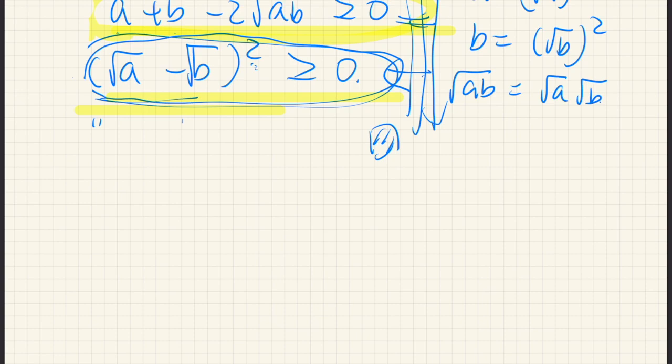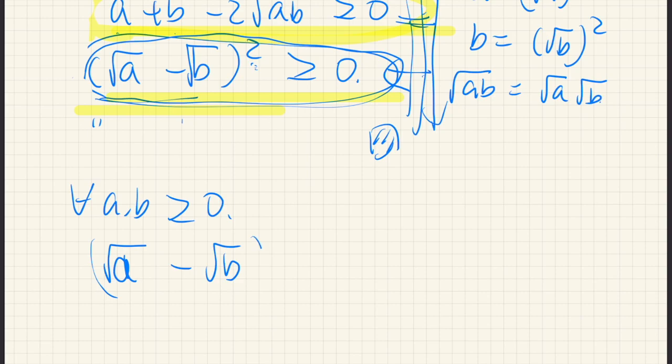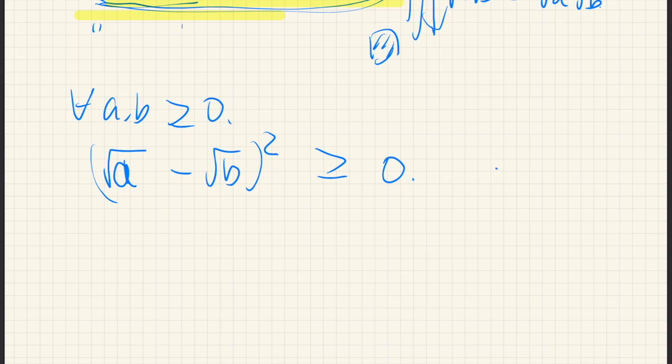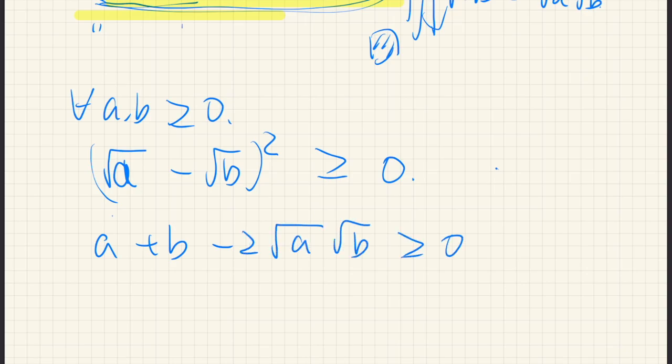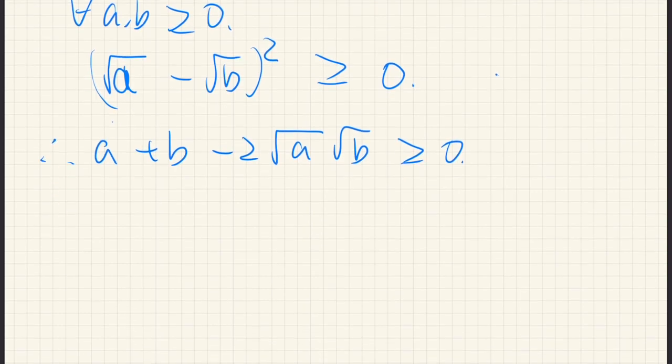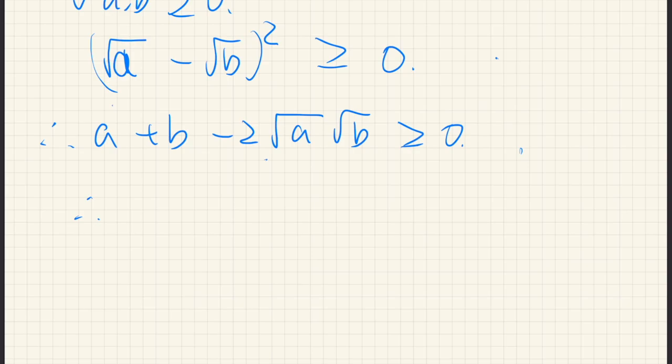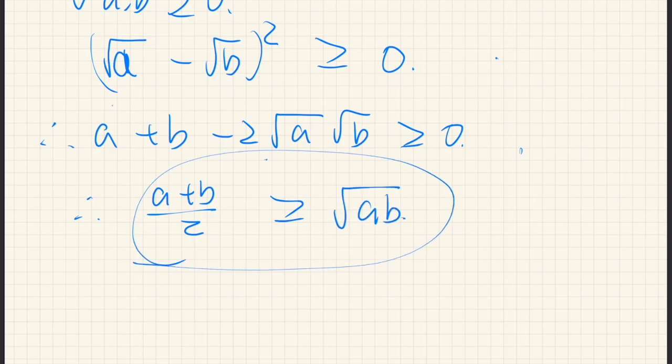For any a, b positive or 0, we have (square root of a minus square root of b) squared is greater than or equal to 0. So this is true. From this, by expanding this, we have a plus b minus 2 square root of a square root of b greater than or equal to 0. Therefore, by moving this to the right-hand side and dividing both sides by 2, we have this, the final conclusion. So we are done.